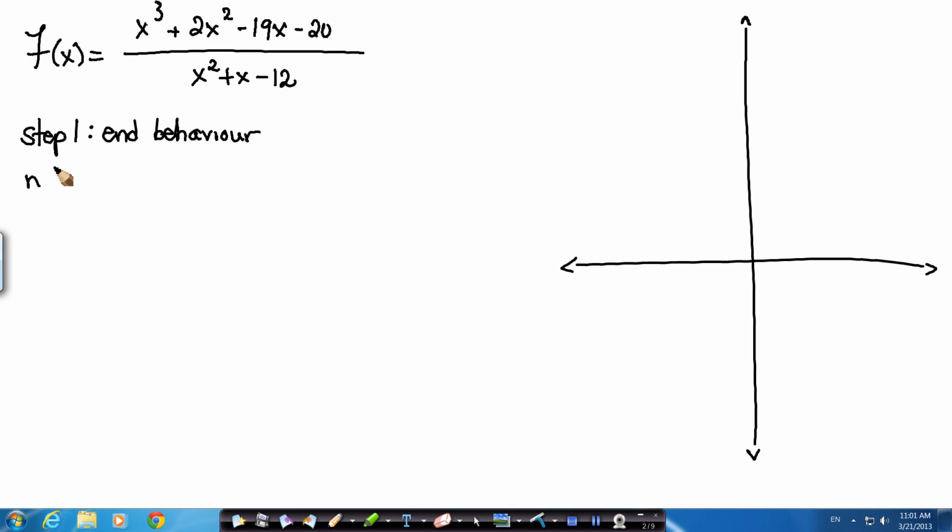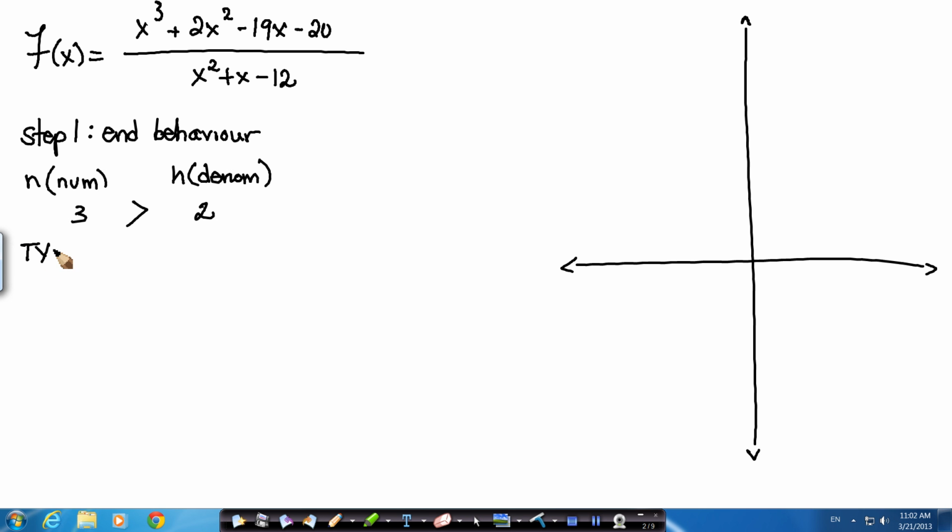So the degree of the numerator and the degree of the denominator. The degree of the numerator we know is 3. The degree of the denominator we know is 2. So now the degree of the numerator is greater than the degree of the denominator.